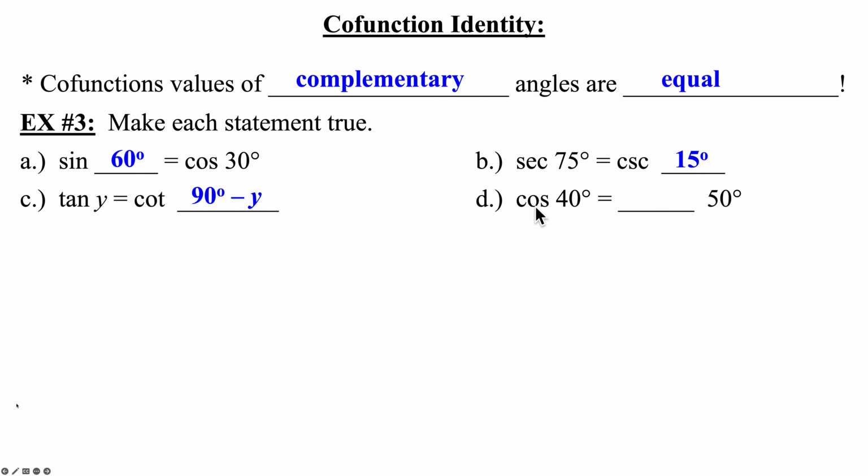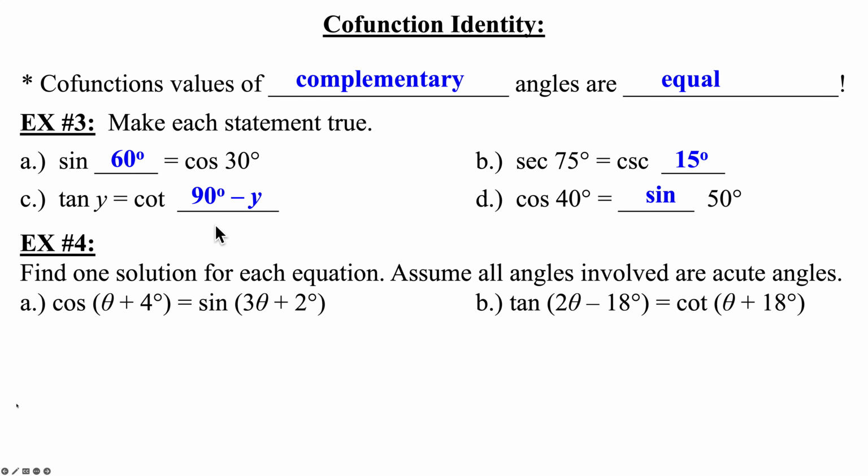For part D, I have cosine of 40 degrees, and I need some trig function name with 50 degrees. Oh, look, they are complementary, so drop the co and make it sine. These never work with sine to a tangent or sine to a cotangent. It's sine to cosine or cosine to sine. It's just the removal of the prefix co or adding on the prefix co.